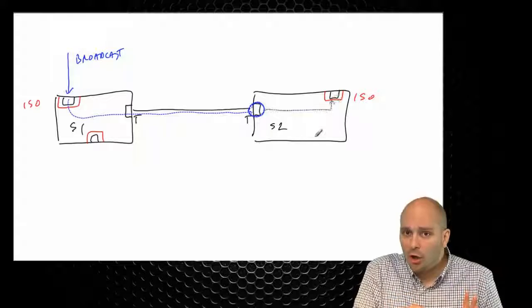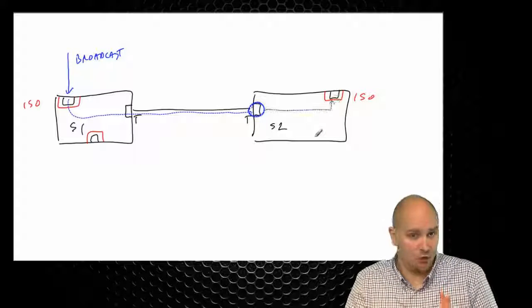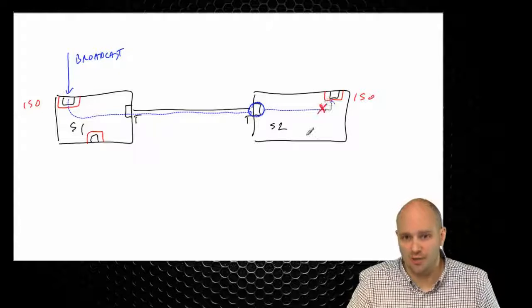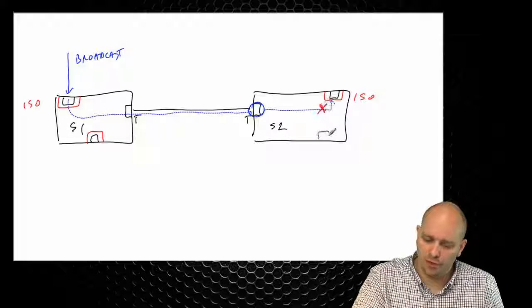Well, because of the way private VLANs work, this is actually not going to happen. So this traffic coming in will not be sent to the isolated VLAN. But what if we had a promiscuous port here? So let's say that this was promiscuous.